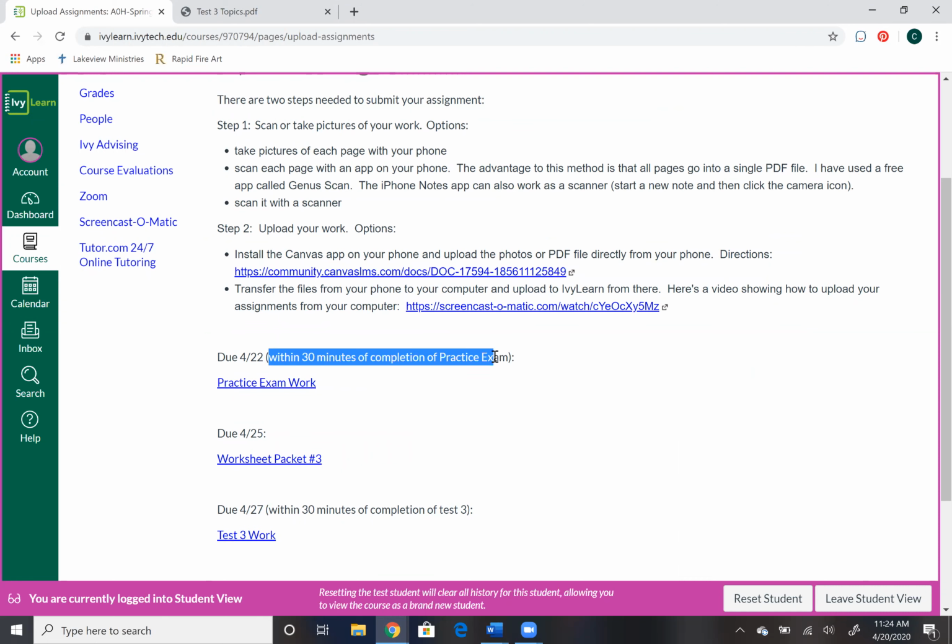Notice it must be uploaded within 30 minutes of finishing the test. The test has a time limit on it, and you cannot keep working on your scratch paper after this. The 30 minutes is just if you're having any technical difficulties or if it just takes you a few minutes to scan it or whatever. But the idea is that you finish the test according to that time limit, and then these 30 minutes are just a little grace time to give you time to get it uploaded.